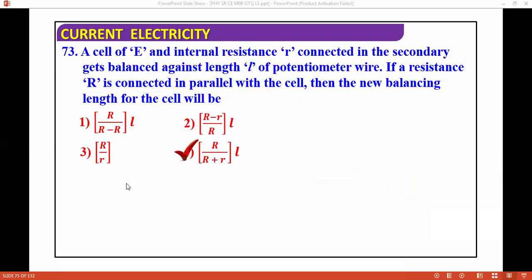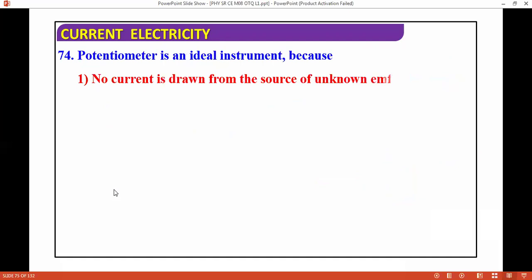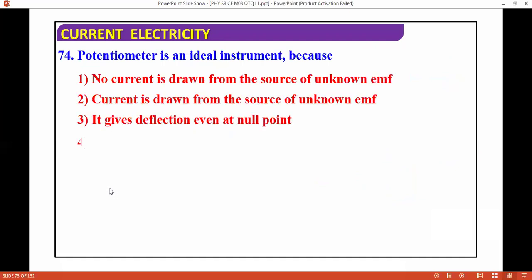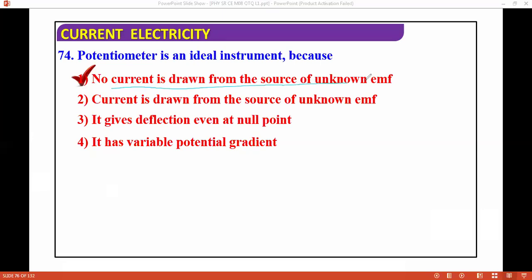Next question: a potentiometer is an ideal instrument because no current is drawn from the source of unknown EMF. No current is drawn. Very important point, very good question, very important concept.